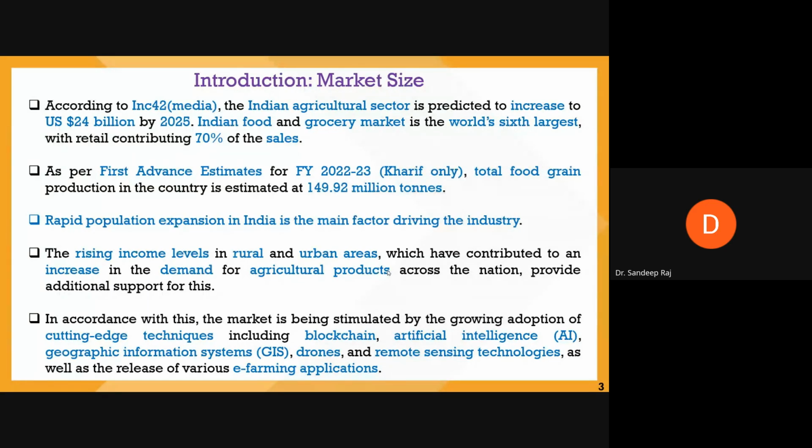So in accordance with this, the market is being stimulated by the growing adoption of cutting edge techniques like blockchain, artificial intelligence, geographic information systems, drones, and remote sensing technologies, as well as the release of e-farming applications. Several applications have been developed, and if you visit the Google Play Store, you will find that Germany has developed an Android app, namely Plantic, which does the same thing. It detects the diseases in different kinds of crops.